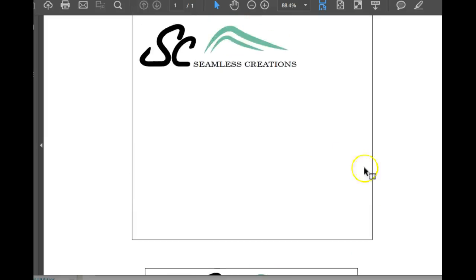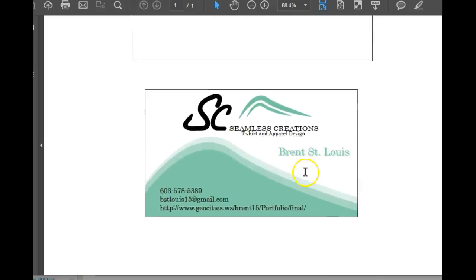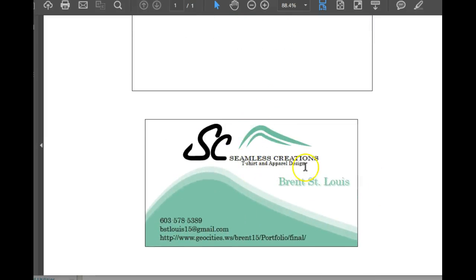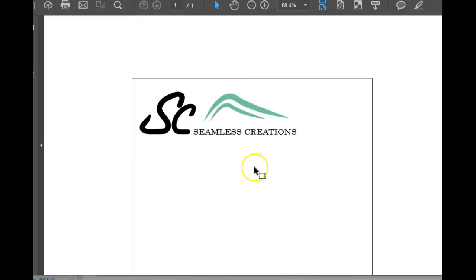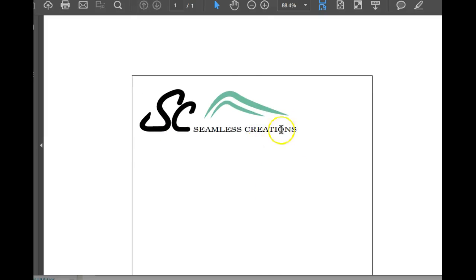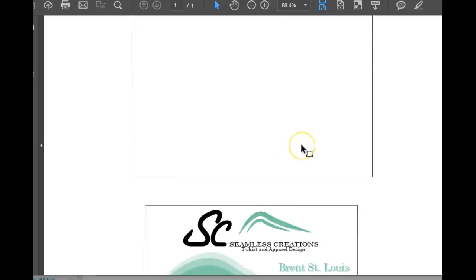Number one, this logo is different from this logo. This logo includes t-shirts and apparel design. This logo doesn't. So you're showing two different logos in the same stationery system. That would point to a pretty significant inconsistency. I would suggest you select one logo and stick with it.